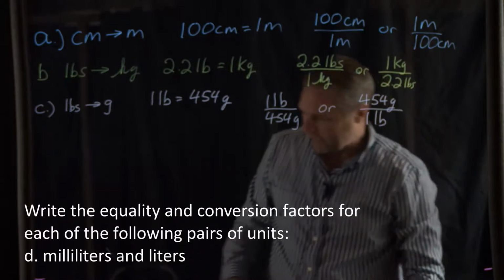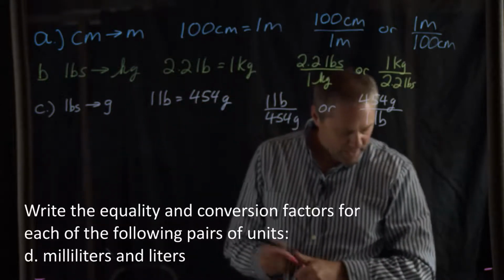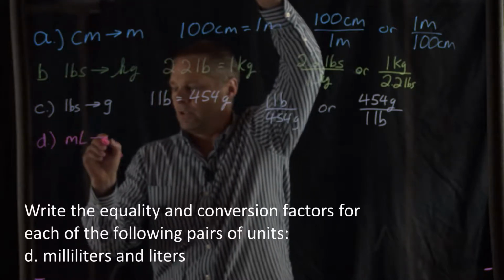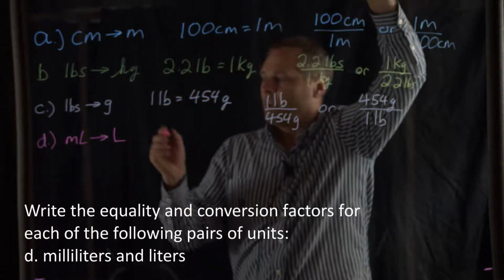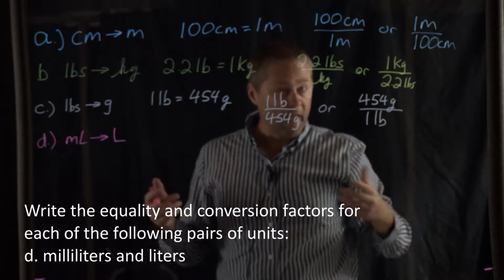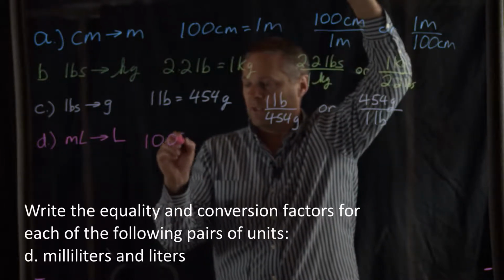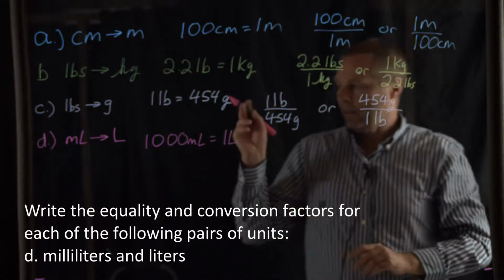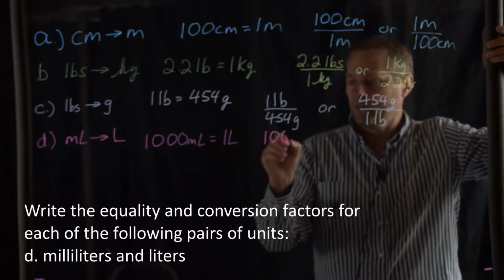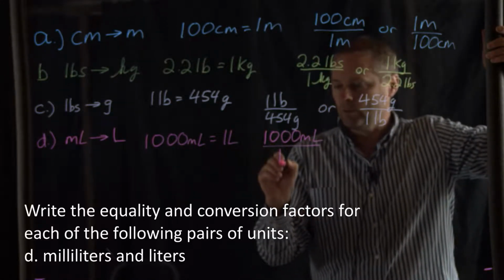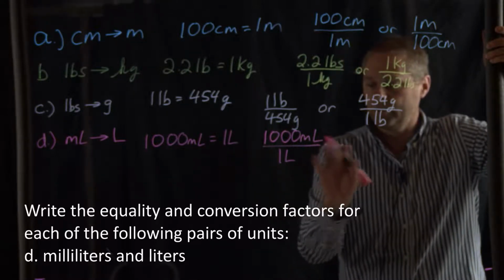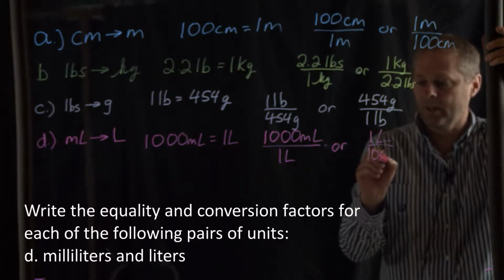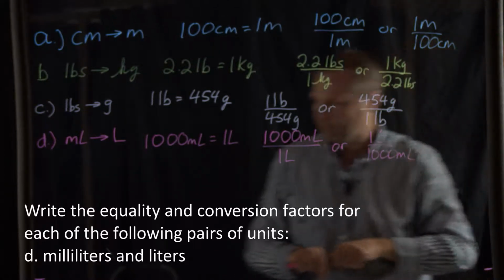For D, it asks for milliliters and liters. So for D, we're going from milliliters to liters. Milli is short for 1,000. So there's 1,000 milliliters is equal to 1 liter. Now how we write the conversion factor for that is there's 1,000 milliliters is equal to 1 liter, or 1 liter is equal to 1,000 milliliters.